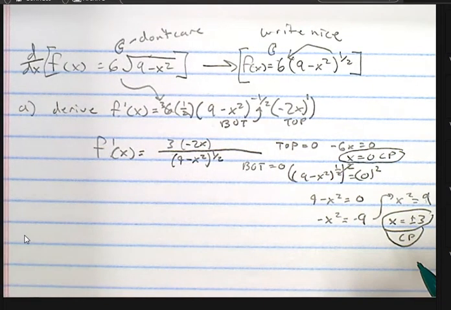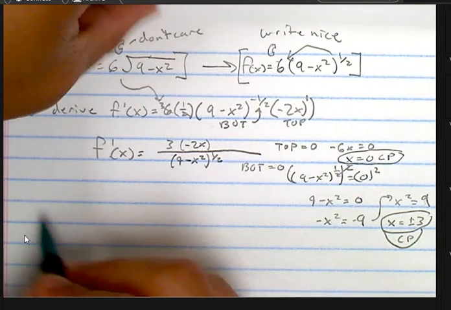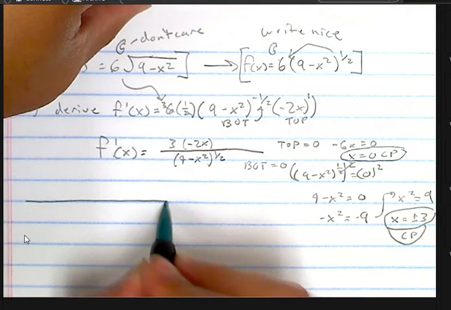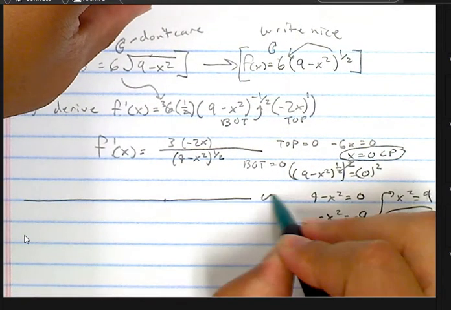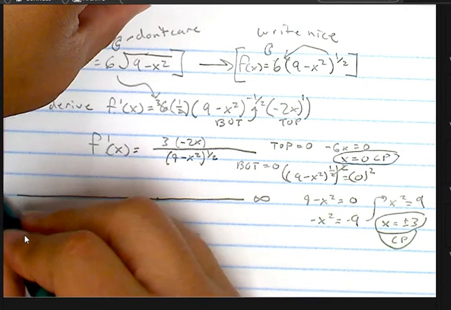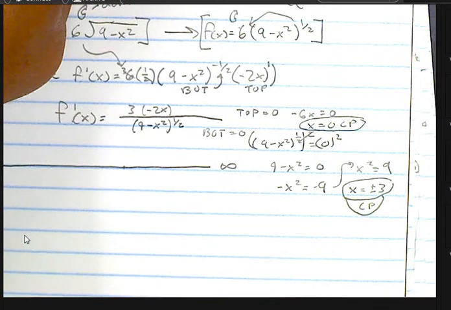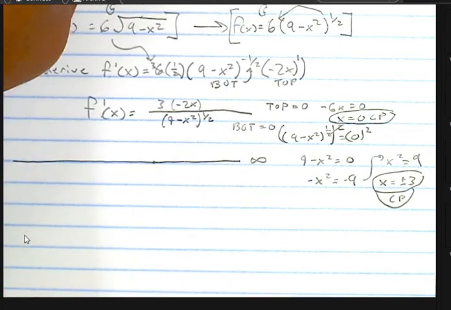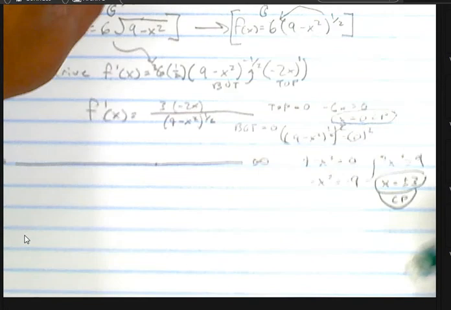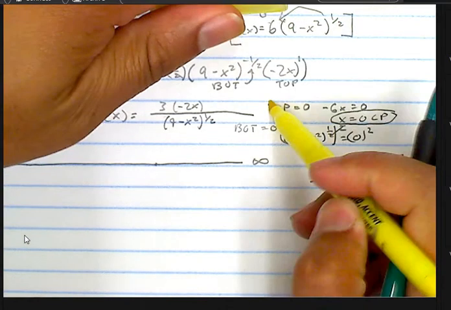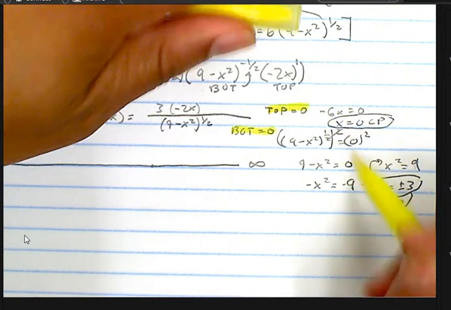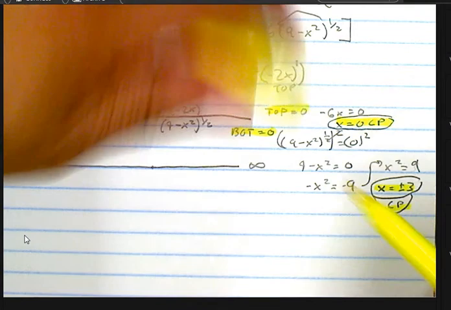Those are my critical points. Let's test them. Okay, those are my critical points right there. I don't know if that got out of the viewing area. Top equal to 0, bottom equal to 0. Very important. Let's test them.